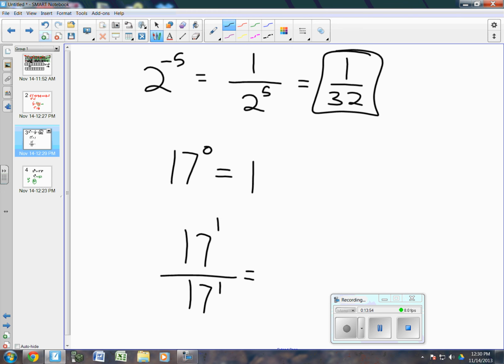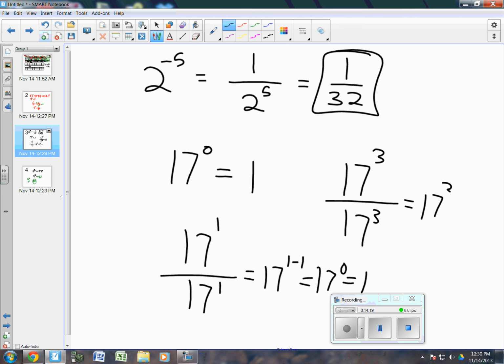If we use what we learned about subtracting right here, if this holds, I would have 17 to the 1 minus 1 power, which is 17 to the 0 power. Well, we already know that 17 divided by 17 is equal to 1, right? So 17 to the 0 power has to be equal to 1. I could have done it like this: 17 to the 3rd power over 17 to the 3rd power. Well, that's 17 to the 3 minus 3, which is 17 to the 0. But I know that a number divided by itself is always 1. So any number to the 0 power is always 1. That was another rule you should have learned last year. Okay?